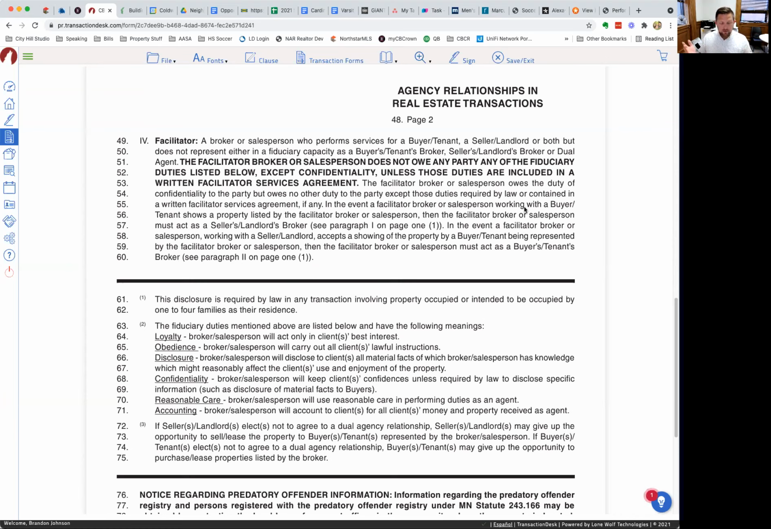But you have every right to facilitate, but you can only facilitate one side of the transaction, and you need to make sure that you have a facilitator services agreement signed. Otherwise, there's nothing that says you can't get paid. So that's kind of where we're looking at with that one.